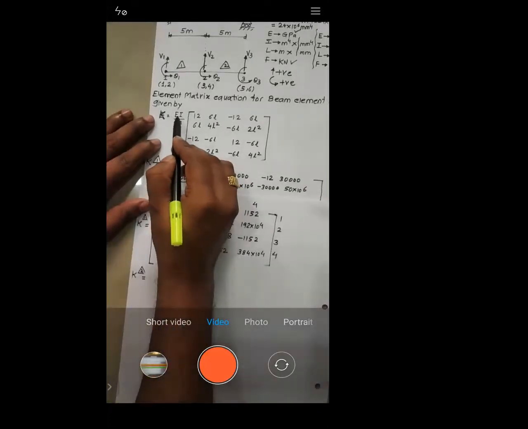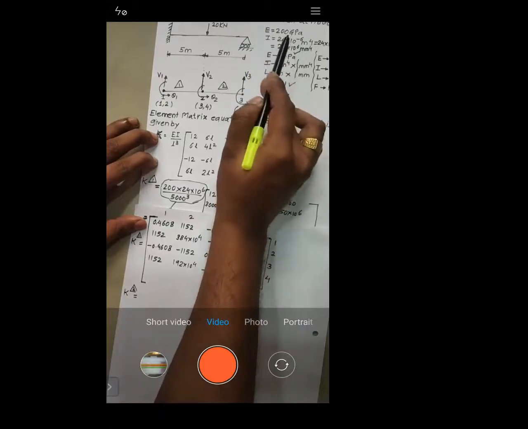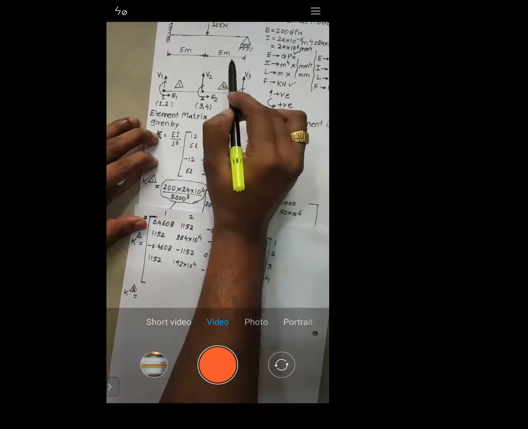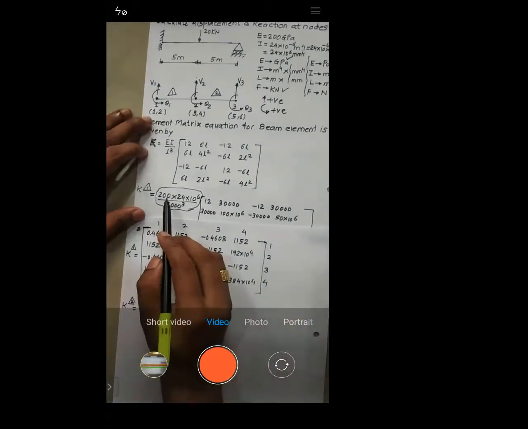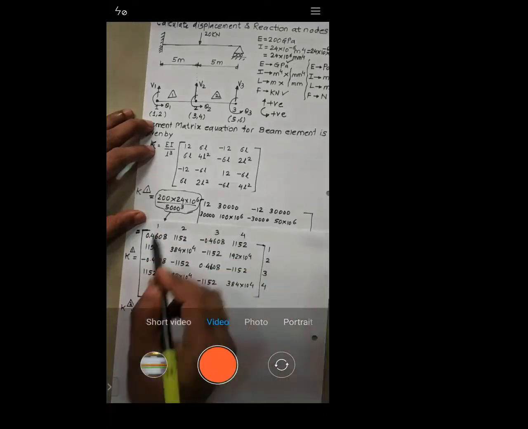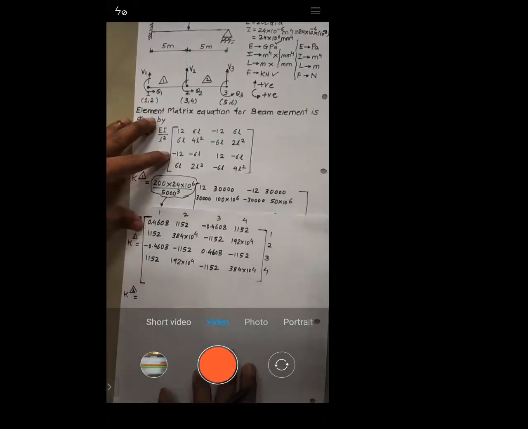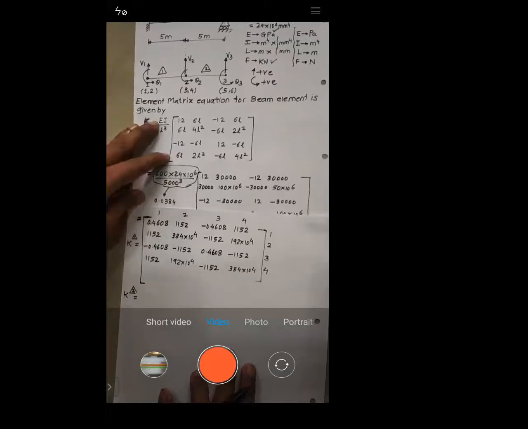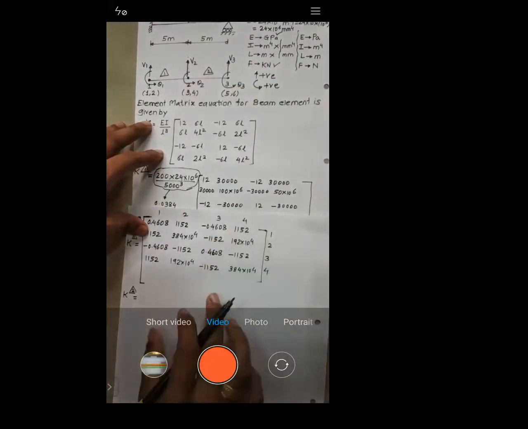EI by L cube. See here, E is same. I is again same. Length is again same. All of you try to understand. For element number 2, E is same, I is same, length is same. So obviously this matrix is again same. Yes, sir. Okay, see, otherwise again you'll keep on finding out, so there is no point. It's 5 meters. So again you're going to end with this same matrix.